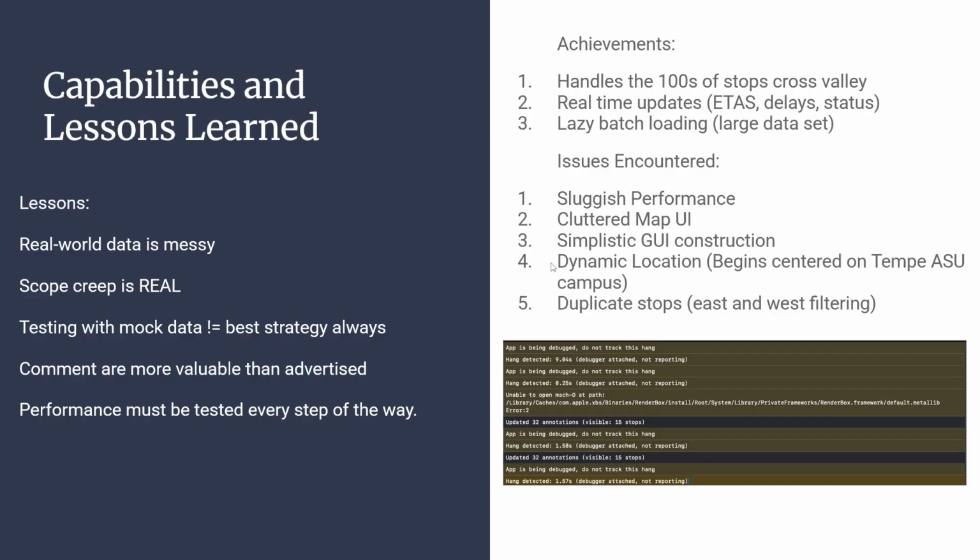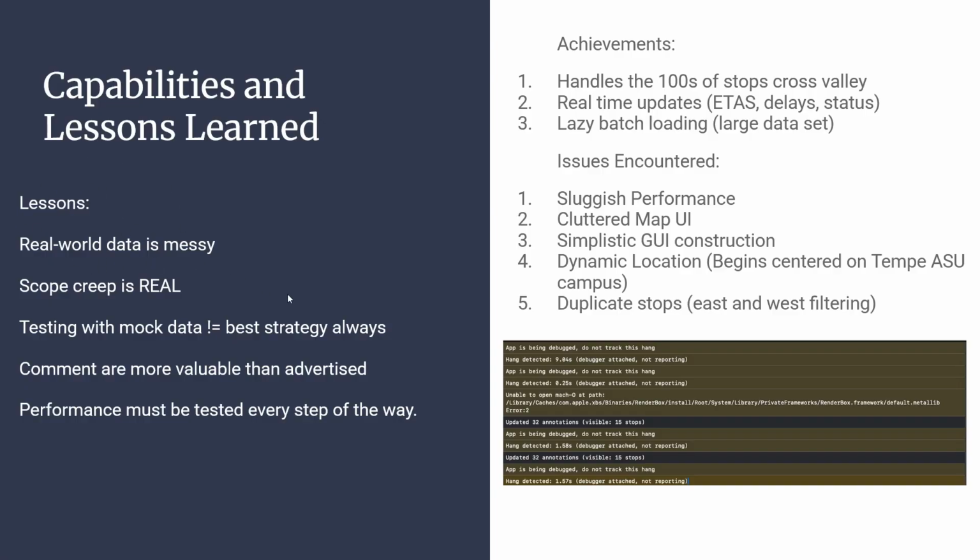I had a lot of issues with dynamic location. I mostly wish I had started on this aspect of it earlier. I was using dummy data, or hard coded data, for a lot of it, and I wish I had focused on this more. And then duplicate stops: just having a better way of filtering between east and west facing stops, because every stop is going to have two technically on the annotation map, one heading east, one heading west. So that clutters things up a bit.